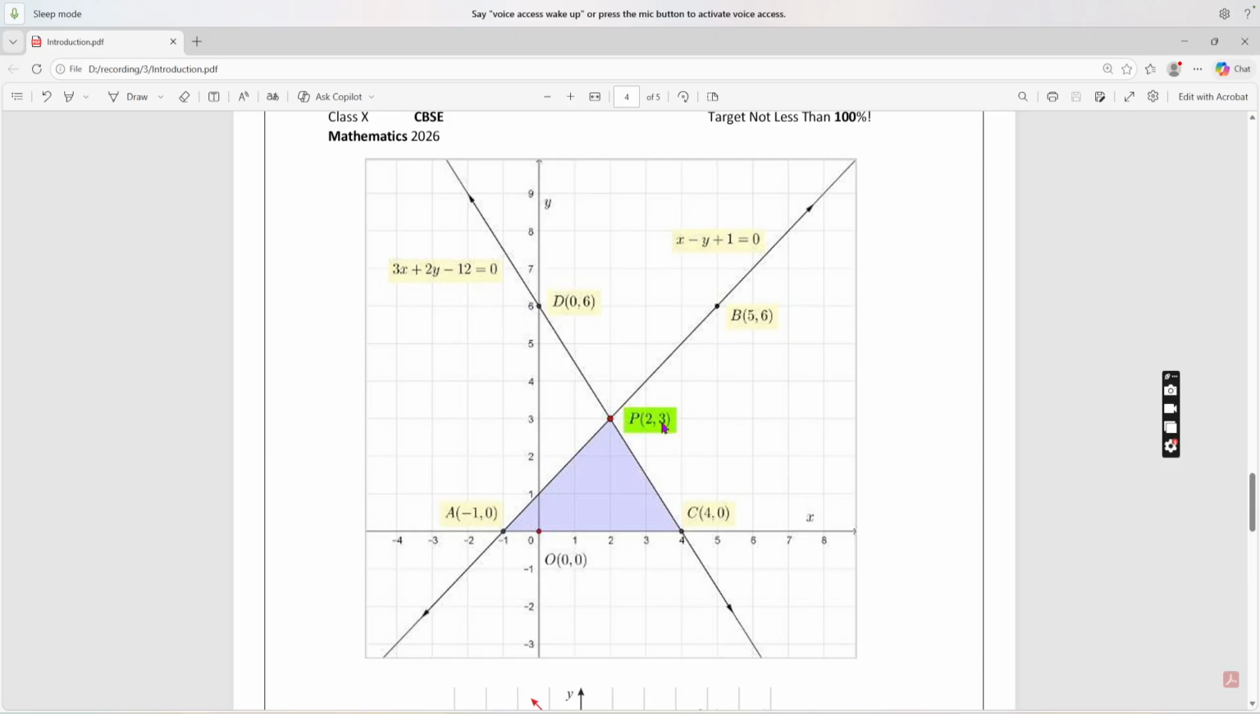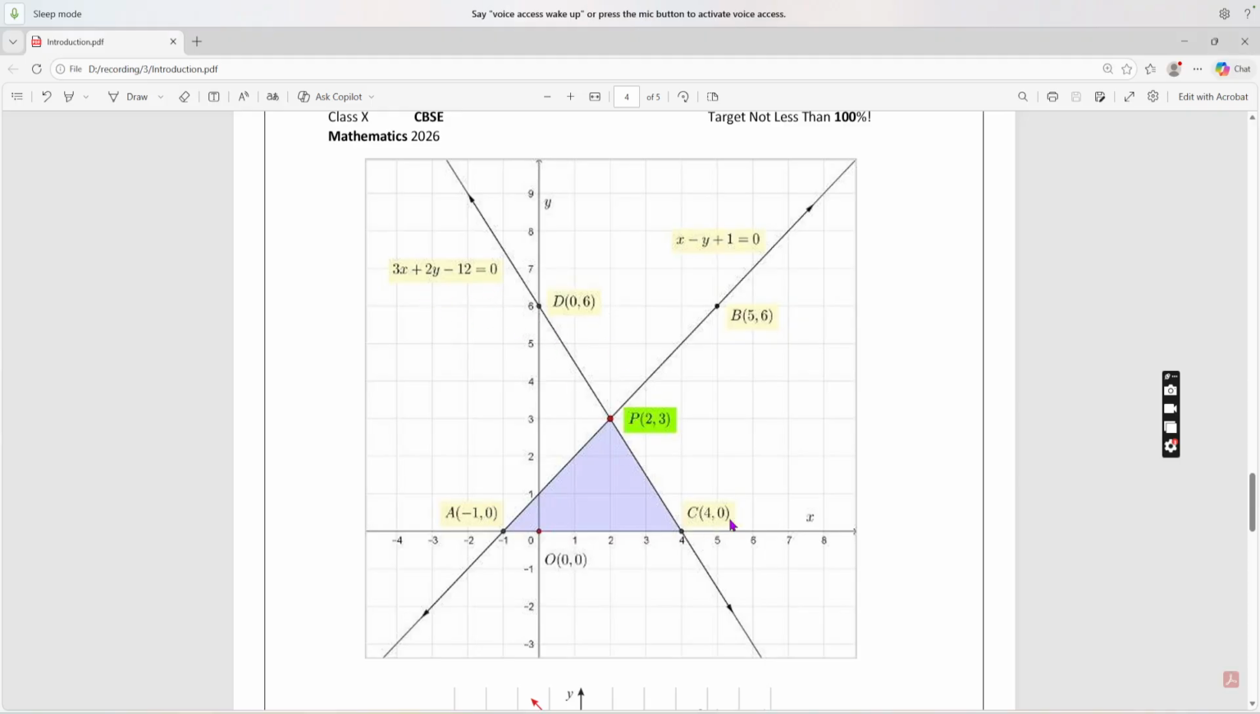We can take this point also, P, 2 comma 3. Now instead of x, put 2. Instead of y, put 3. Now just see, 3 into 2 is 6 plus 2 into 3 is 6. 6 plus 6 is 12, 12 minus 12 is 0 and 0 is equal to 0. So both of these points satisfy this equation. So these two are solutions of this equation.